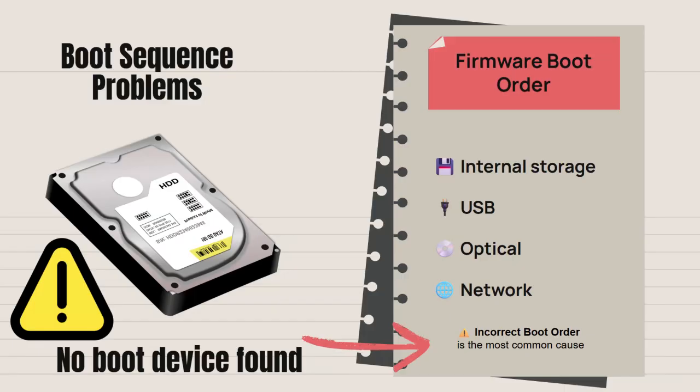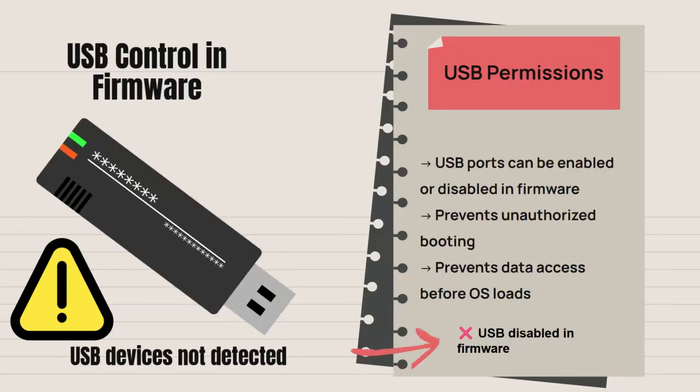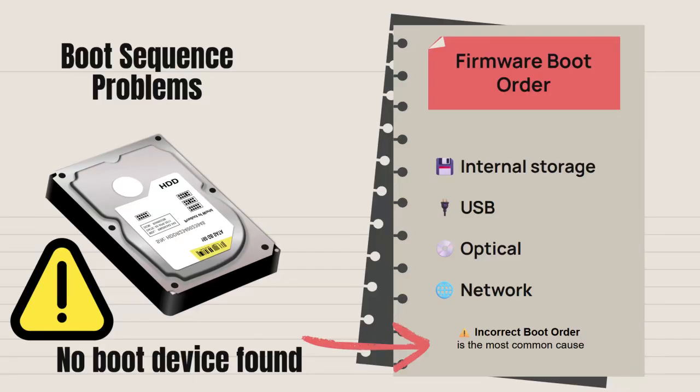One of your first main common issues is boot order issues. One of the most common firmware issues is an incorrect boot order. Firmware checks devices in a specific sequence, such as internal storage, USB devices, optical drives, or network boot. If the system is trying to boot from the wrong device, you may see messages like no boot device found, even though the OS drive is perfectly healthy.